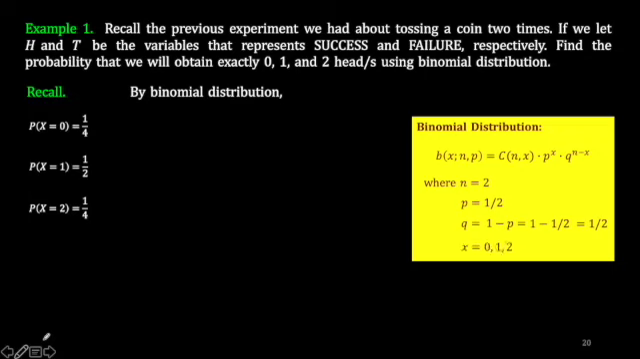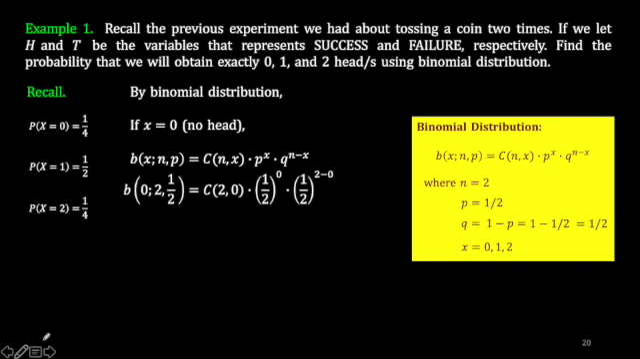And the possible values of X are 0, 1, or 2. 0 means walang head na nakuha sa dalawang flip. 1 head lamang ang nakuha. And 2, we have exactly 2 heads. If X is 0, that is no head. Use the binomial distribution formula and just simply substitute the given values.